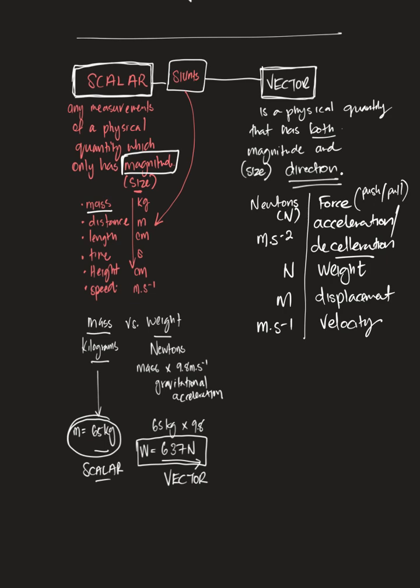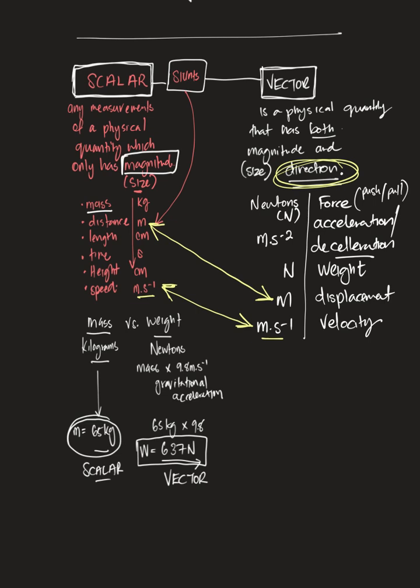Now, what you would notice is a bit of a link. Let's have a look here. I've got displacement here, and I've got distance there, but look at the SI units. They're the same. I've got speed here, and I've got velocity. Look at the SI units. They're exactly the same. The difference between the two is that the one just has magnitude or size, but the other one, when we use it, has some sort of direction.